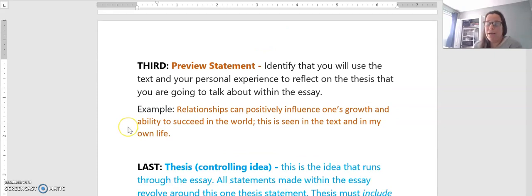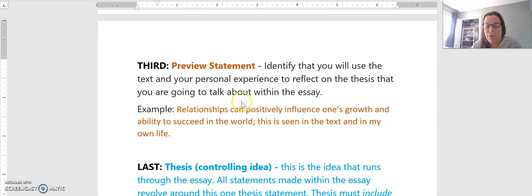The next thing you're going to provide is a preview statement. Basically, what are you going to be arguing in the next 2 upcoming paragraphs, called body paragraphs? What are you going to be talking about? You want to talk about a personal example as well as identify one thing you'll be talking about from the text. You can speak about this in general terms, or you can get specific. I've chosen to go a little bit more general here.